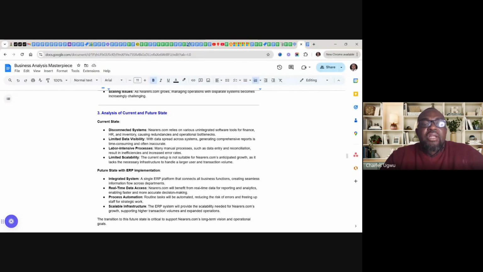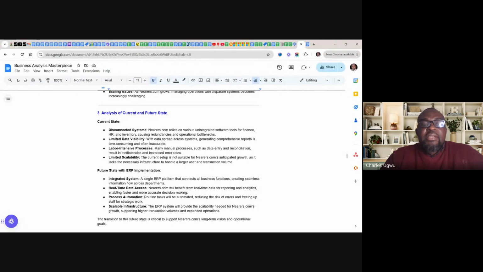Number 3 is labor-intensive processes. Many manual processes such as data entry and reconciliation, like bank reconciliation, result in inefficiency and increased error rate. A lot of manual entry is no longer good in today's business.